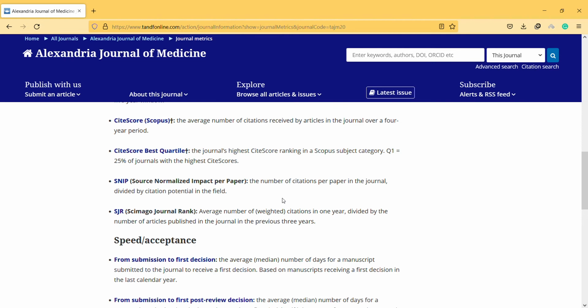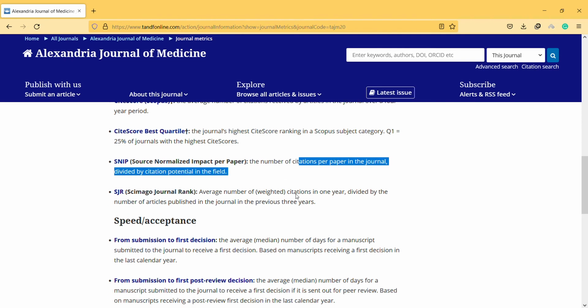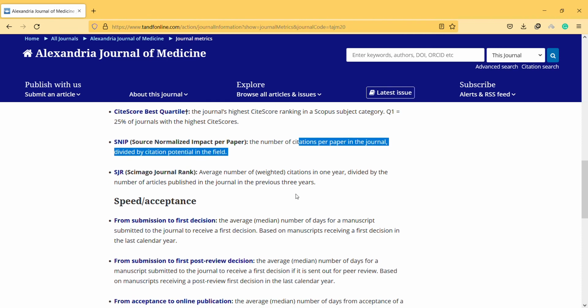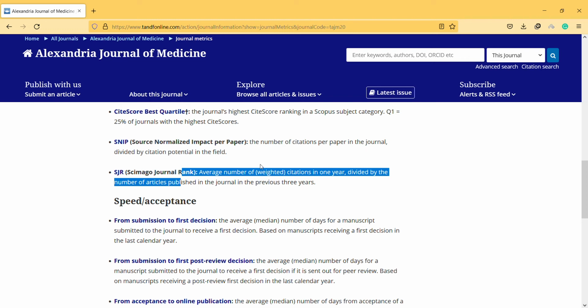Source normalized impact per paper: the number of citations per paper in the journal divided by the citation potential in the field. I don't know, I have never heard of it, but it means the number of citations per paper in the journal divided by the citation potential in the field. And this is a very popular journal rank: the average number of citations in 1 year divided by the number of articles published in the journal in the previous 3 years.